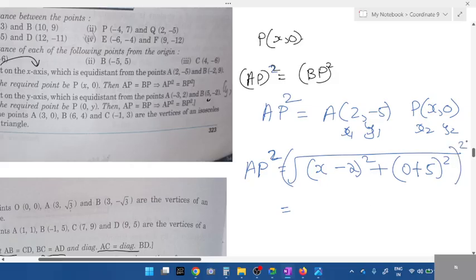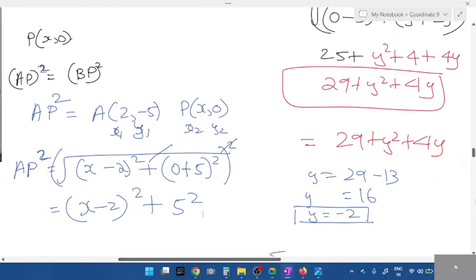If you square, which one gets cancelled? Root and square. What is left? x minus 2 the whole square plus, what is 0 plus 5 the whole square? 5 square. Let us keep it as it is. Tell me the next one.